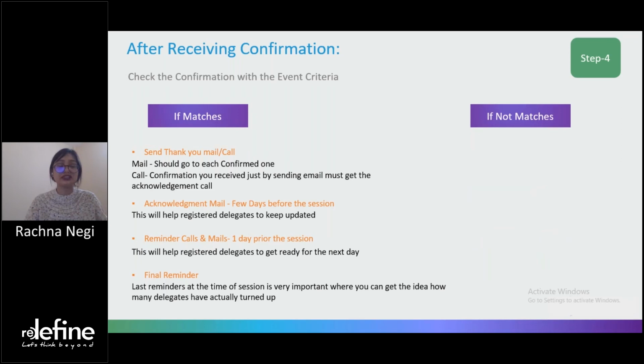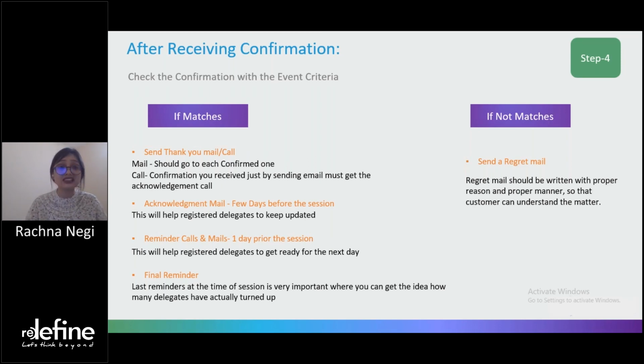Another thing, after receiving the confirmation, if the confirmation does not match the criteria, what you have to do is send the regret mail right away. But the regret mail should be written in a proper manner, and it has to give the proper reason why you're regretting to the customer, so that once the customer receives the regret mail, he or she should not feel bad or reply with bad statements like why did you invite me earlier if it does not match the criteria. So put the proper reason, put it in a proper manner, apologize, and write some nice words in the mail so that the customer who received the regret mail does not feel sad.